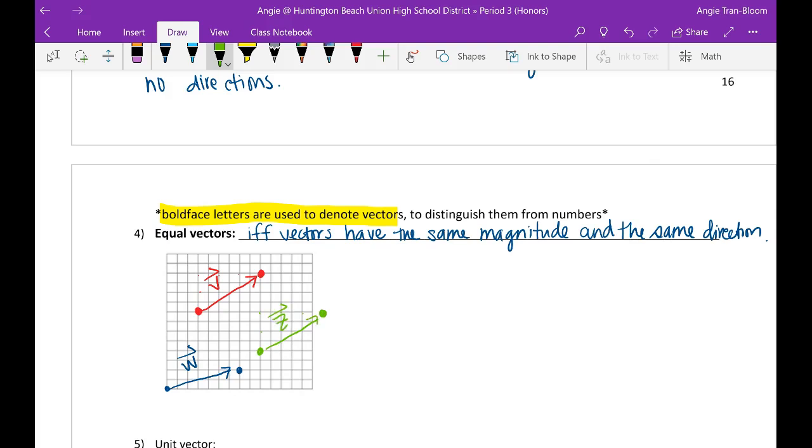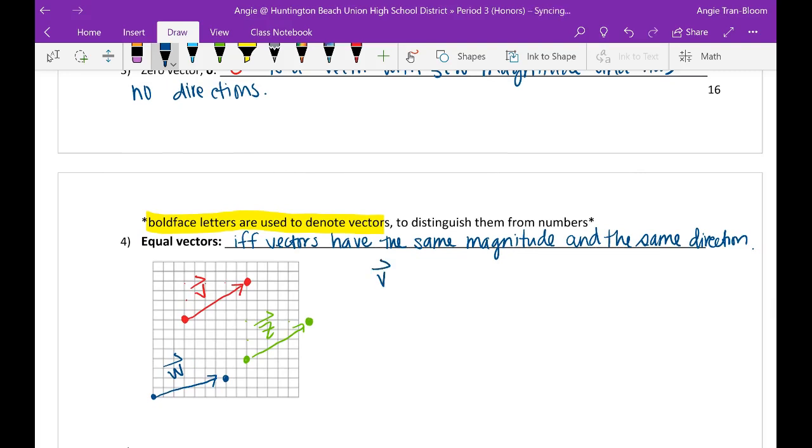Okay. So these are 3 different vectors and they're very similar. The thing is that only 2 of these are the same. The 2 that are the same are vector V and vector Z, because they have the same sides and the same direction. Vector W looks very similar, but we went up 2 and we went over 7. So that is slightly different in direction.